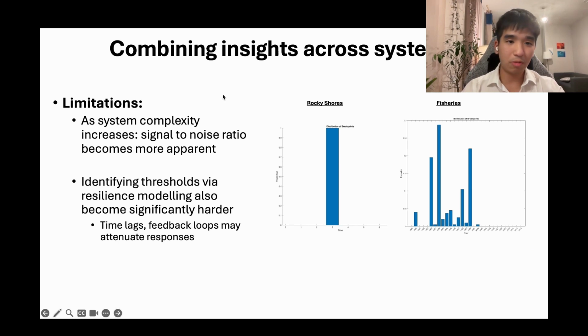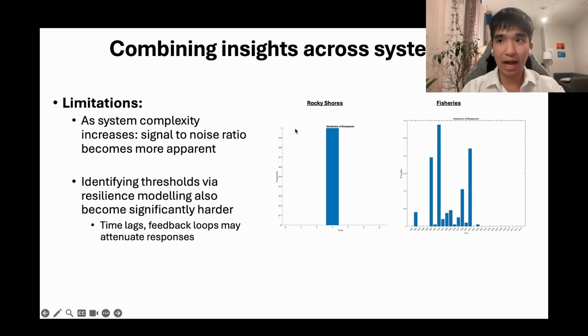With the rocky shore, no matter how many breakpoints I put in, it always converges to a singular one. But with fisheries, you can clearly see it's a lot noisier. And this is only when I set, say, 2 breakpoints. You can set 3, 4, 5, and you would imagine that if these were valid breakpoints, then even if you increase the number of breakpoints, they should still converge to these peaks as well, right?